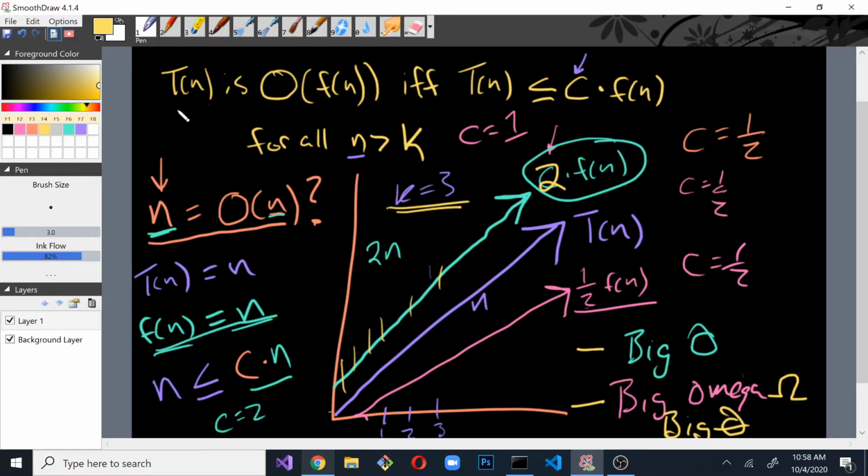What we're focused on is this definition here. Is there any one value of c where it is true that c times f of n is less than or equal to t of n? And that needs to apply for all values of n where they are greater than k.